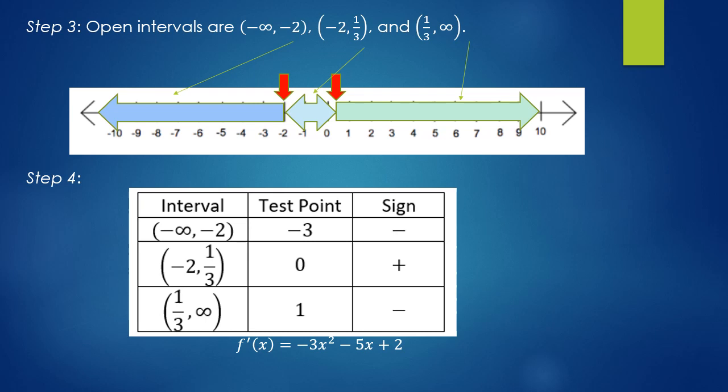So again, if we substitute negative 3 into the first derivative, what we will get is a negative value. If we substitute 0, then we will get a positive value. And if we substitute 1, then we will get a negative value. So again, we see here an alternating pattern: decreasing, increasing, decreasing.